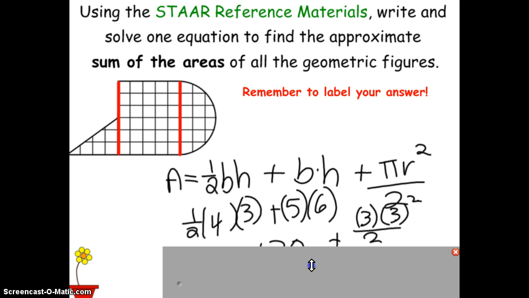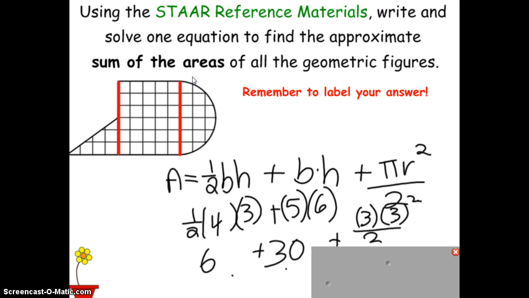Now let's plug in our measurements. The base is 4 and the height is 3 on my triangle. So 3 times 4 is 12. Half of 12 is 6. My rectangle is 1, 2, 3, 4, 5 long, and 1, 2, 3, 4, 5, 6 tall. 6 times 5 gives me an area of 30.